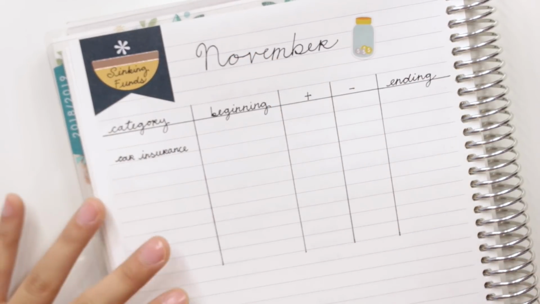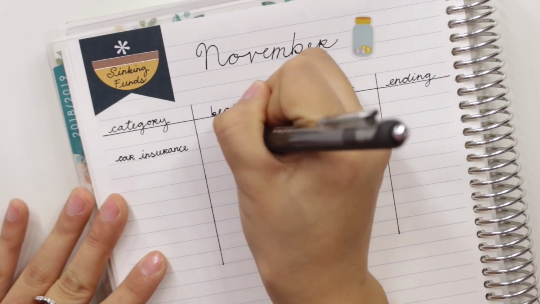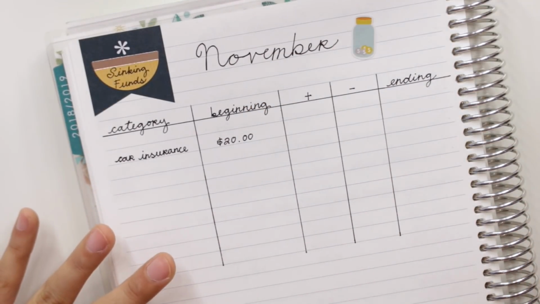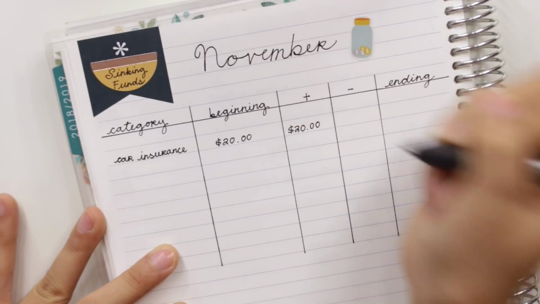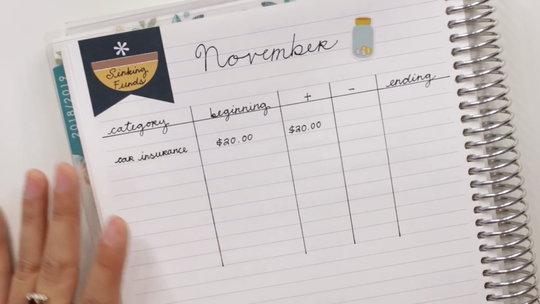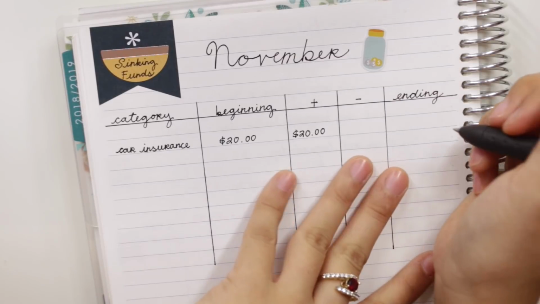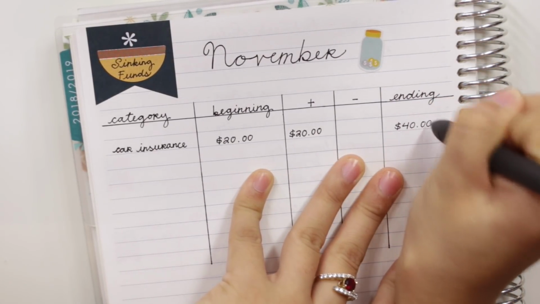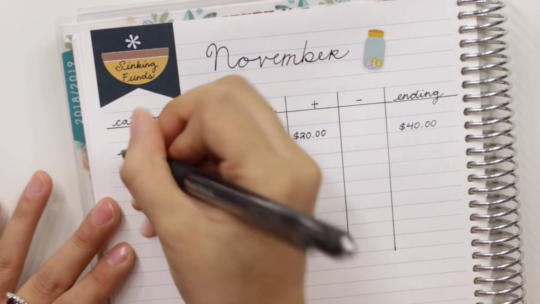my beginning balance is $20. Now I'm going to go ahead and add $20 more. And my insurance is not due yet, so I don't think I'll have any negatives, but I'm going to go ahead and leave it blank because I have learned from the past that I should just leave everything blank until the end of the month. So I'm going to go ahead and put $40 in my ending.